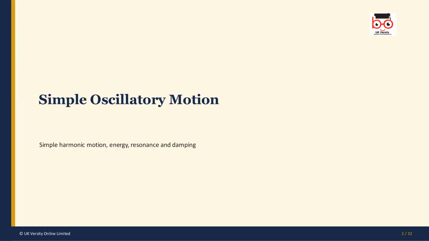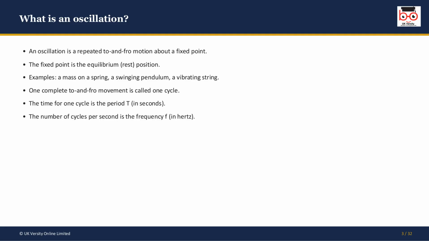This outcome is all about things that swing, bounce, and vibrate. We'll build up simple harmonic motion from its defining rule, track how energy shifts as an object oscillates, and then look at resonance and damping, ideas that matter enormously to real engineering. Let's begin. So what does an oscillation actually mean?